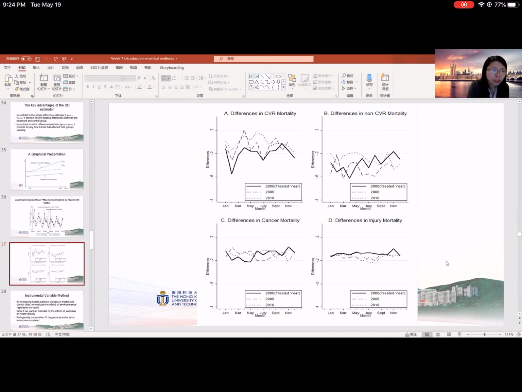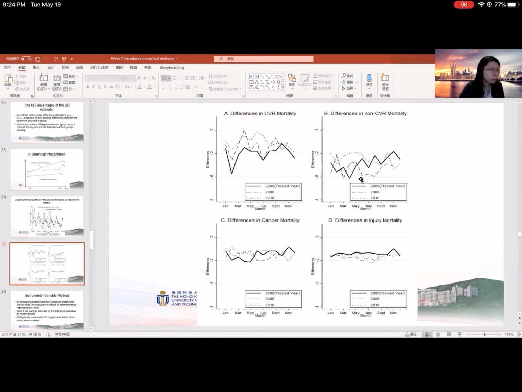But you can see basically if you look at non-CVR diseases, the difference for Beijing residents was kind of ignorable. So does it convince you that the second difference variation in CVR mortality is most likely driven by pollution reduction in Beijing, but not pollution reduction in other cities? So what's your evaluation of this method?